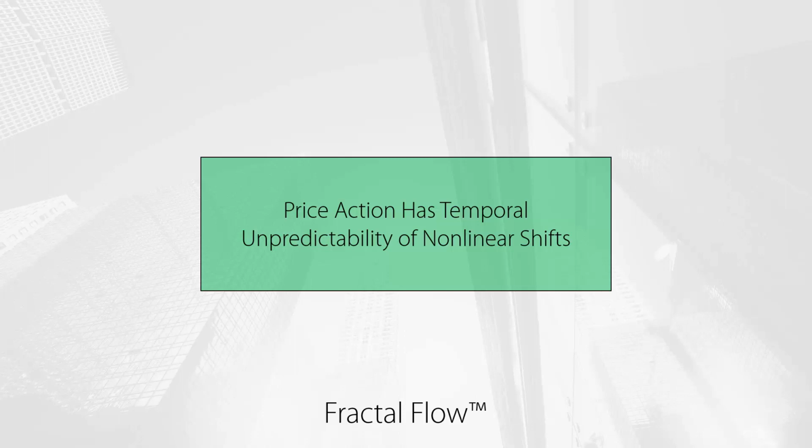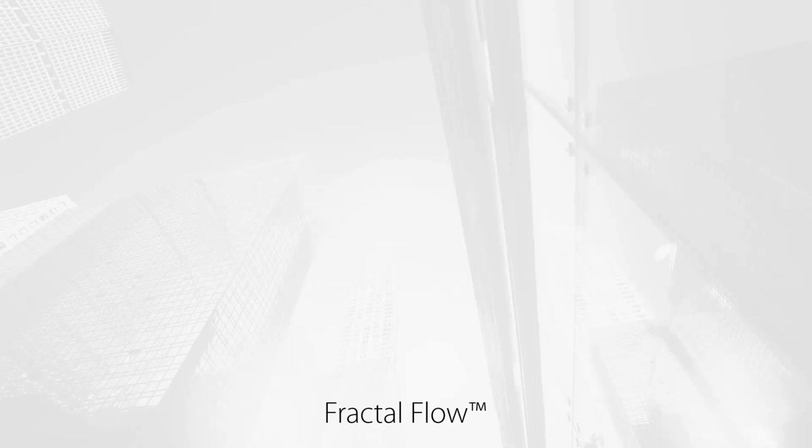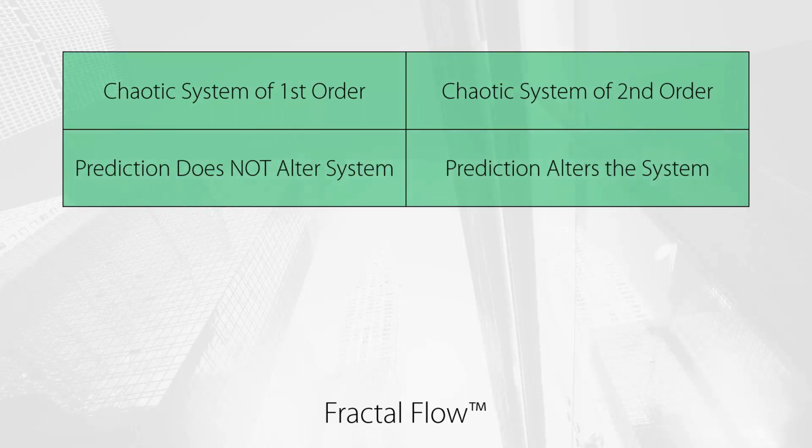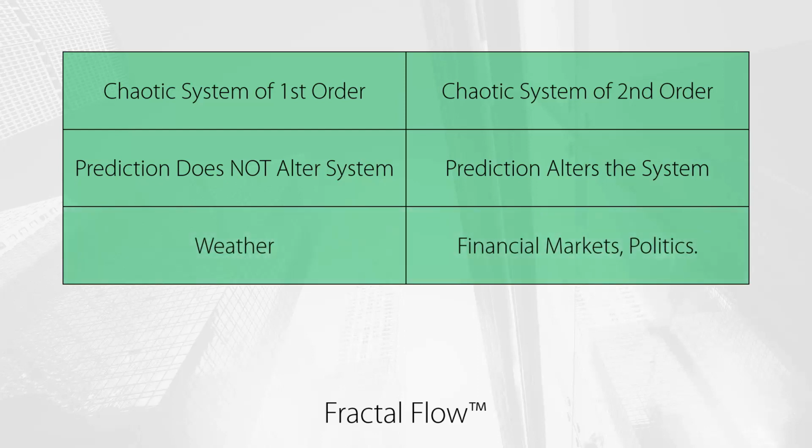Another way of looking at the financial markets that is useful to really grasp its complexity is through the lens of chaos theory. The financial markets are a chaotic system of the second order, which means it's a system that responds to prediction. The fact that when somebody tries to predict the market they are contributing to make the system even more complex doesn't really help predicting it. Another example of chaotic system of second order is the political system. A good example of a chaotic system of the first order, which is where a prediction doesn't affect the system, is the weather.